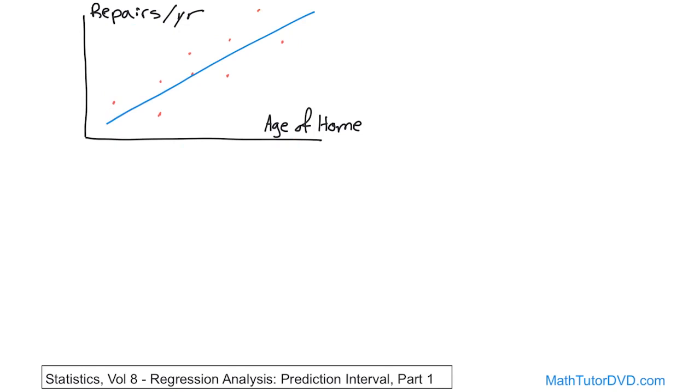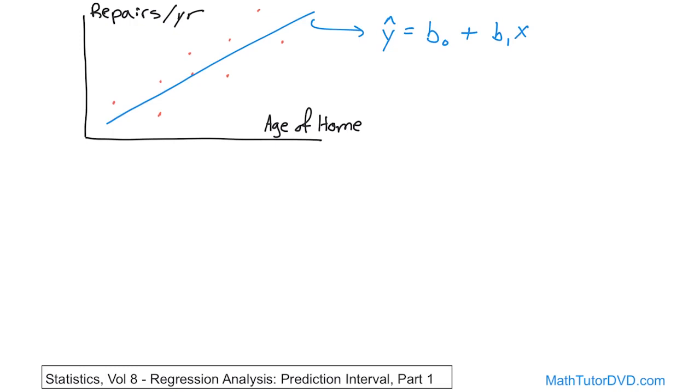Now, I want to ask you, first of all, what do we have here? We have the raw data. This is the age of the house versus how many repairs a year that we have. Through that, we calculate the equation of the regression line, and we write the regression line down. And don't forget, what does the regression line look like as an equation? It's y hat is equal to b naught, which is the y-intercept of this line, plus b1, which is the slope of this line, times x.